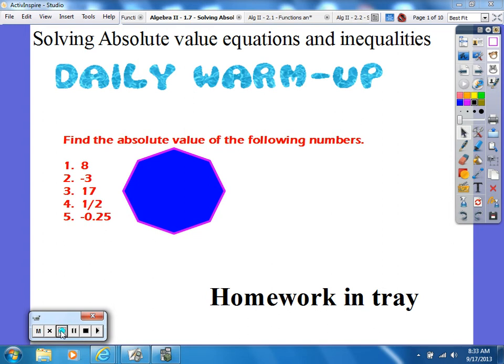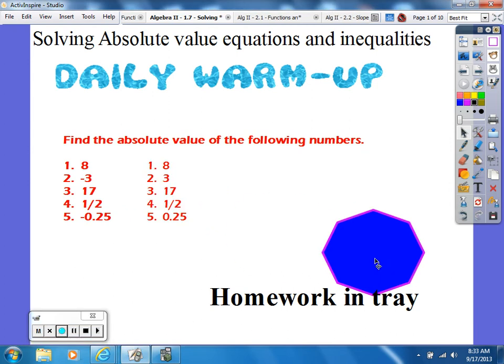0.25 is also right. Okay, so in case you weren't able to hear those answers, here they are again. Okay, all 5 of them. Make sure they are correct. But what do you notice about the absolute value? Somebody raise your hand and tell me, what do you notice? They are always positive. That's right.